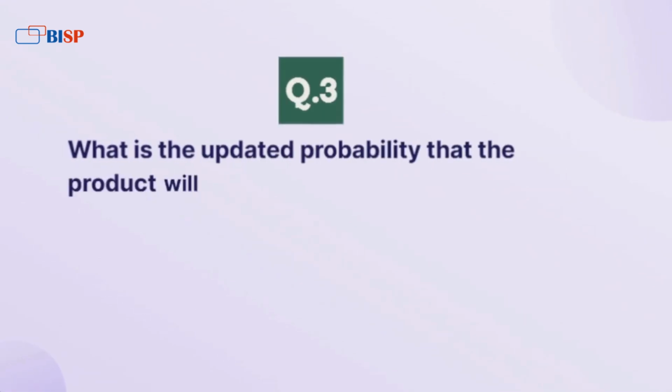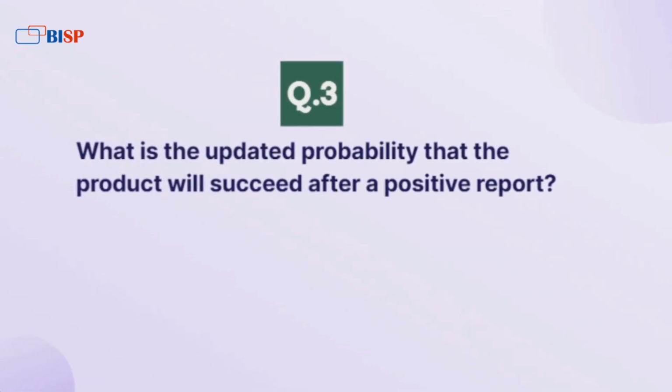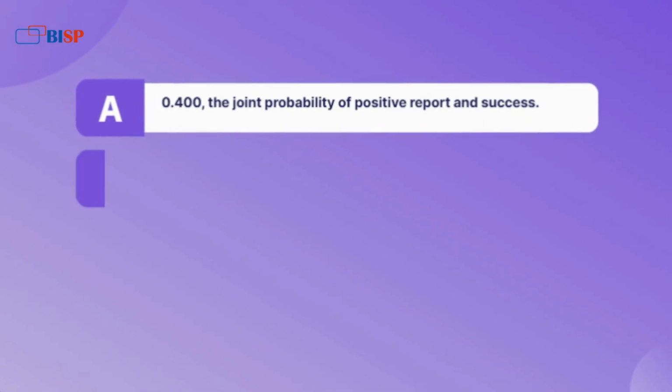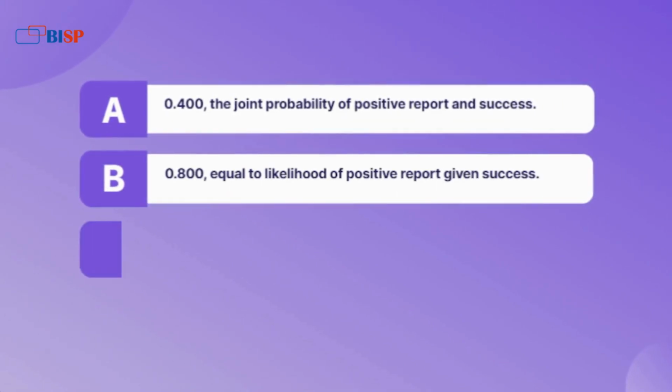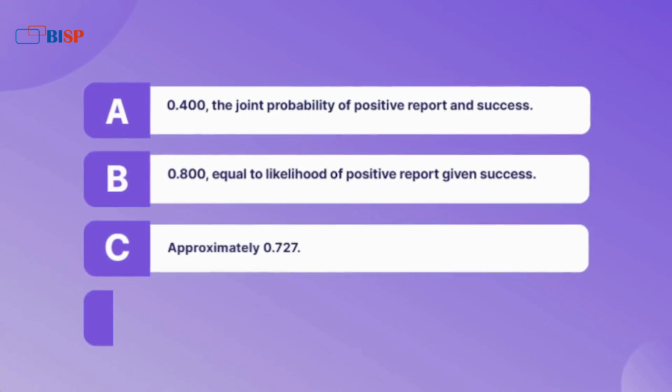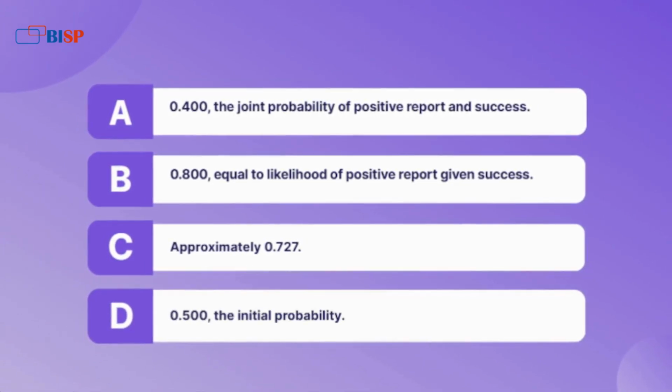What is the updated probability that the product will succeed after a positive report? A. 0.400, the joint probability of positive report and success. B. 0.800, equal to likelihood of positive report given success. C. Approximately 0.727. D. 0.500, the initial probability.